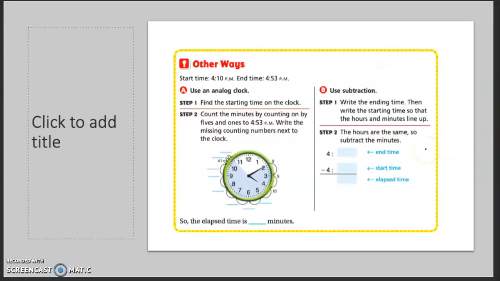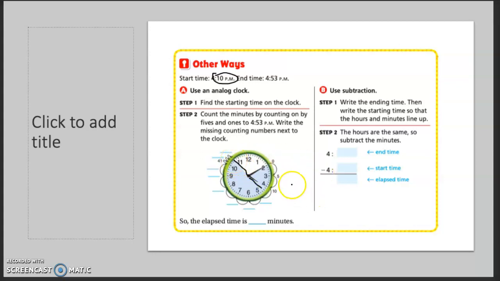So other ways that you can solve it is you can use an analog clock or you can use subtraction. Let's look at the analog clock first. So the first thing they want us to do is to find the starting time on the clock. So if you notice, they put the starting time, which was 4:10. Now the end time, we can go ahead and label it with our pencil. That's my big hand. And my little hand will still be like on the 4 so that I know where to stop.